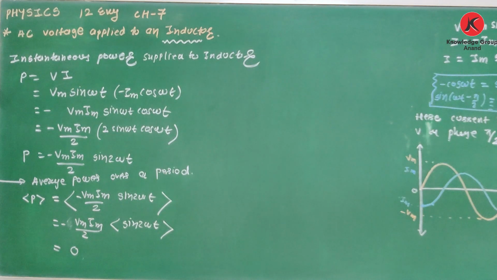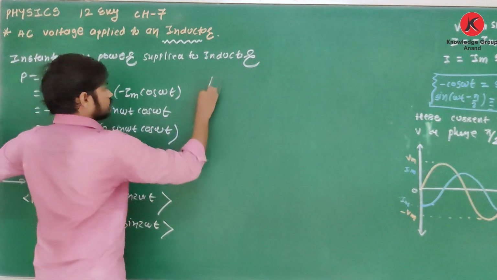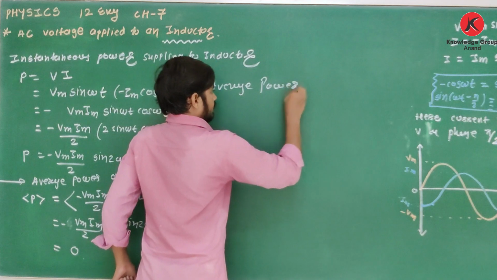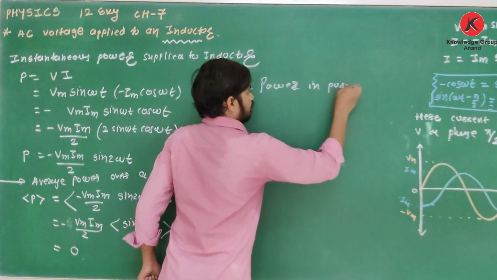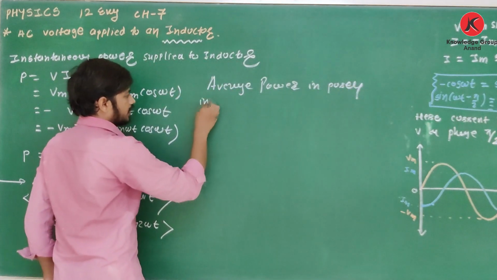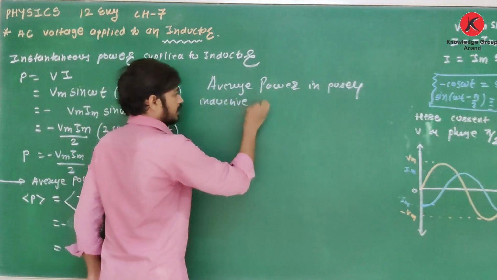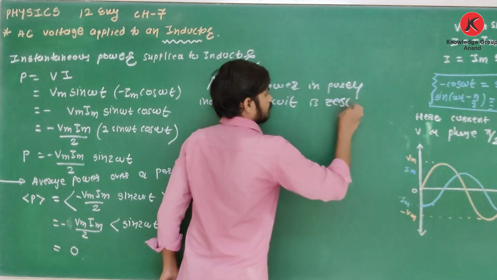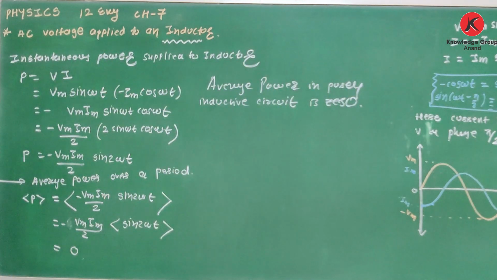So in a purely inductive circuit, the average power over a period in an inductor is 0. So yes, average power in a purely inductive circuit is 0. Clear about this? So yes, it is a case of power that you have to remember.